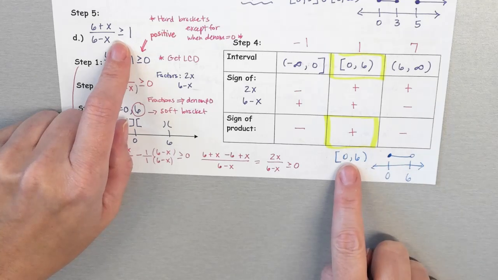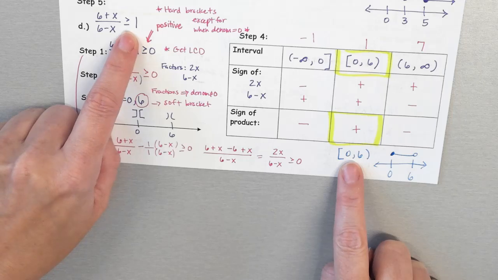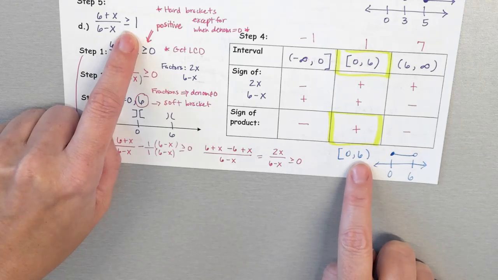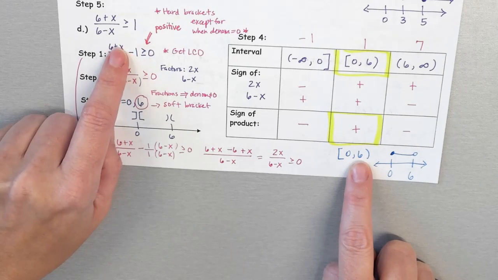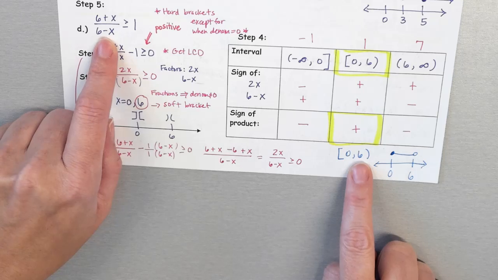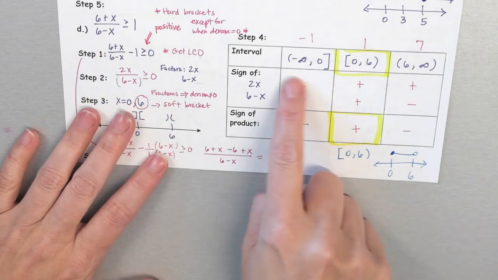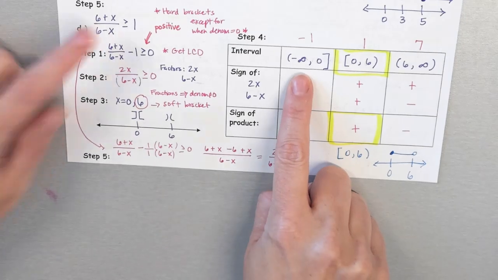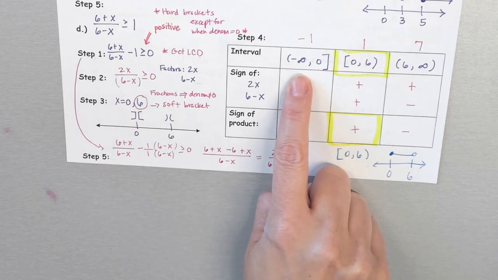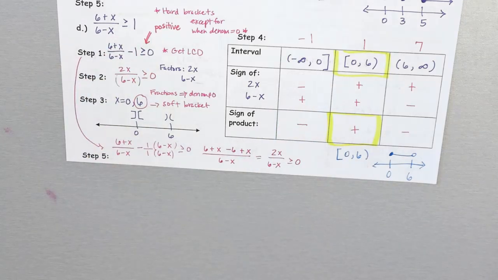If you plugged in 1, 7 over 5, is that greater than or equal to 1? Yes, but see how you have the soft bracket there? So you'd have 12 over 0. What happens when you divide by 0? Get an error. Yep, it's indeterminate, so that would not work. And then if you plugged in something here like -1, that wouldn't work either. 5 over 7 is not greater than or equal to 1.